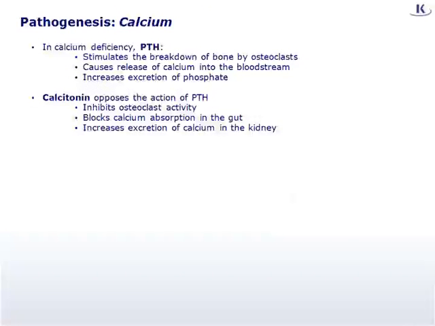In cases of calcium deficiency, PTH stimulates the breakdown of bone by osteoclasts, leading to release of calcium into the bloodstream. PTH also increases the excretion of phosphorus in the kidney. Calcitonin is a hormone produced in the parafollicular cells of the thyroid. It opposes the actions of PTH, by inhibiting osteoclast activity, blocking calcium absorption in the gut, and blocking its reabsorption in the kidney, leading to increased calcium excretion.